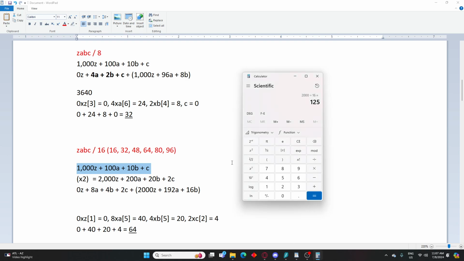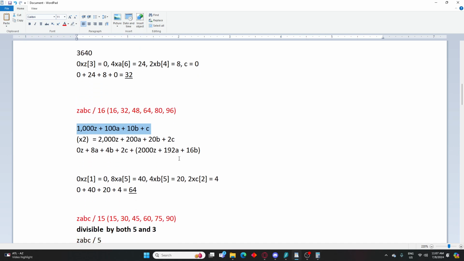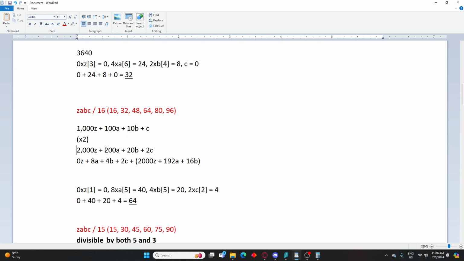Let's also keep in mind, my friends, that, what number was it? 10,000 is also divisible by 16, sorry. And it is 625. So there you go. But we're just doing ZABC for the time being. So we're going to multiply this whole thing by 2. And that's going to give us 2000Z plus 200A plus 20B plus 2C, okay?